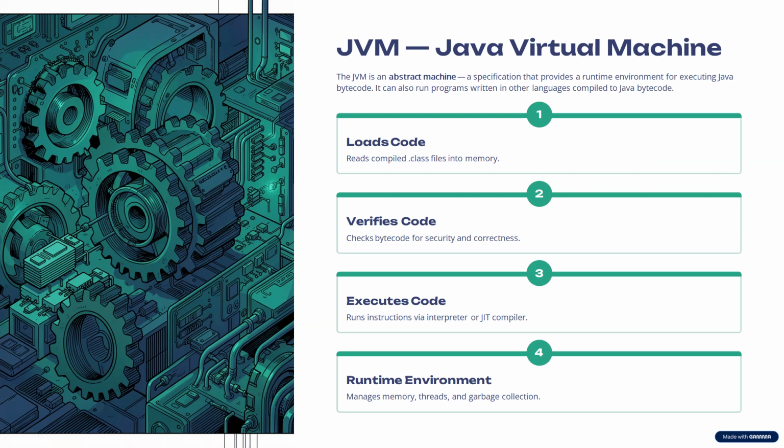First, the .class file will be loaded. Then our JVM is going to verify it for correctness and security. Then the code gets executed. Then our runtime environment comes into play. It manages memory, threads, and garbage collection. This is the main task of the JVM.